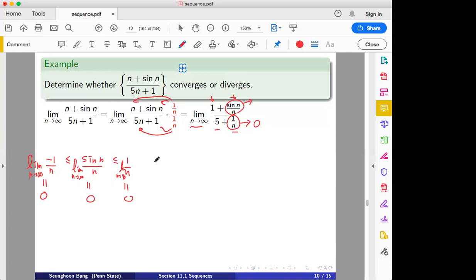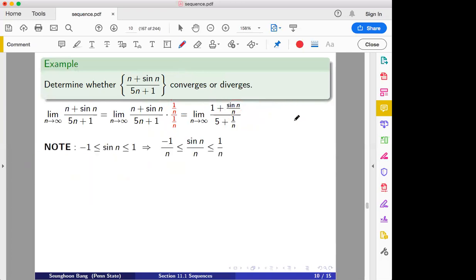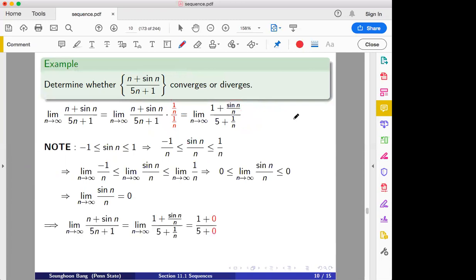So we can use the squeeze theorem. This is called the squeeze theorem. So this is going to 0. What's the remaining thing? The remaining thing is 1 over 5. The answer is 1 over 5 by using the squeeze theorem. This is the idea. So the sequence converges to 1 over 5. This is the answer.